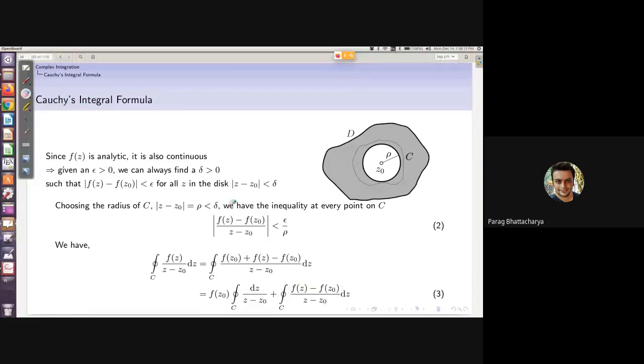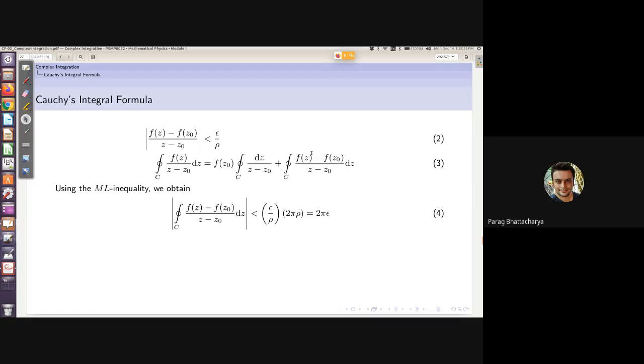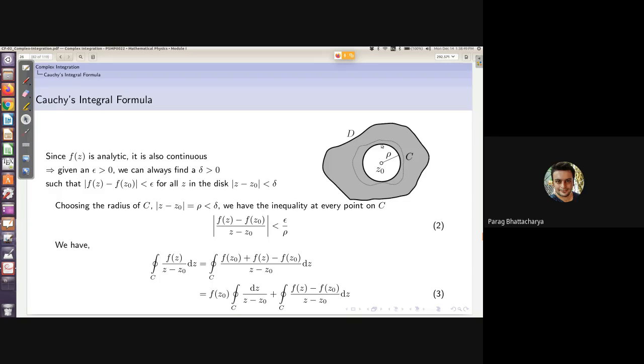And we already have the integrand here. What is the integrand? The integrand is this ratio, f of z minus f of z naught divided by z minus z naught. Using ML inequality, we have already seen that this integrand value is going to be less than epsilon by rho. And we are taking this integral over one closed loop. This is the integration path, right? So we already know what M is. M is the maximum value of the integrand, which is epsilon by rho.